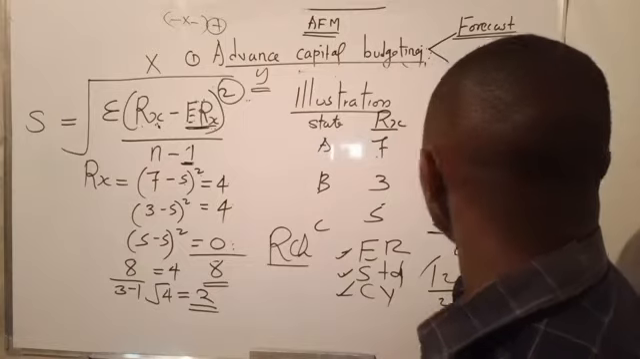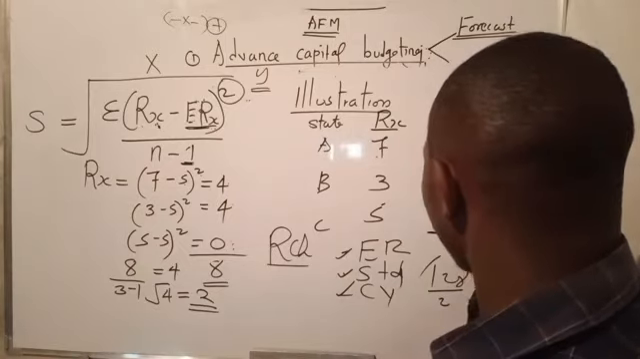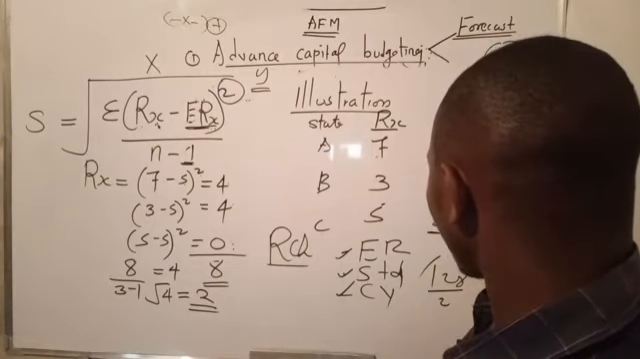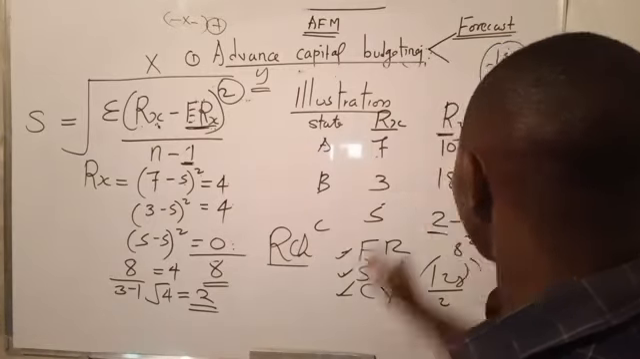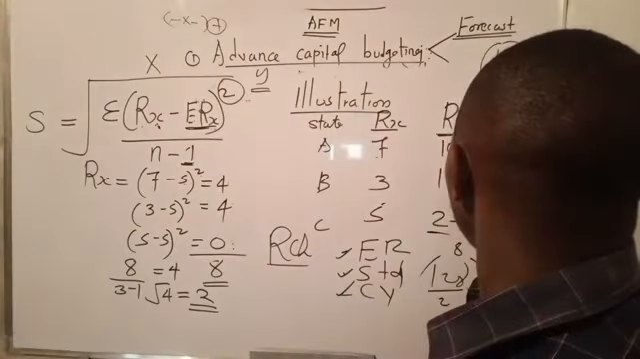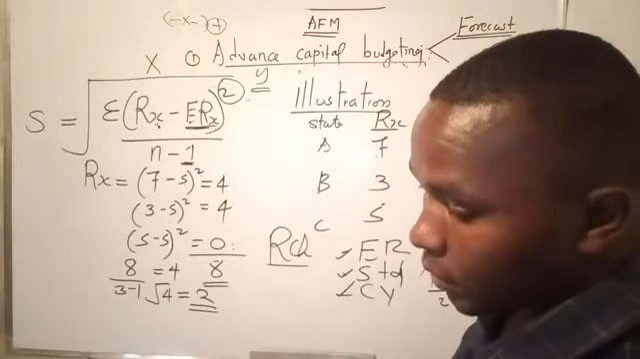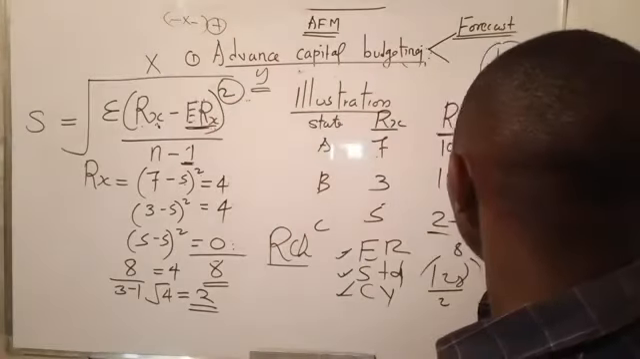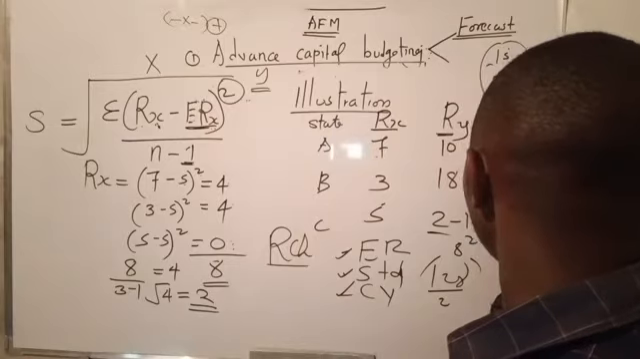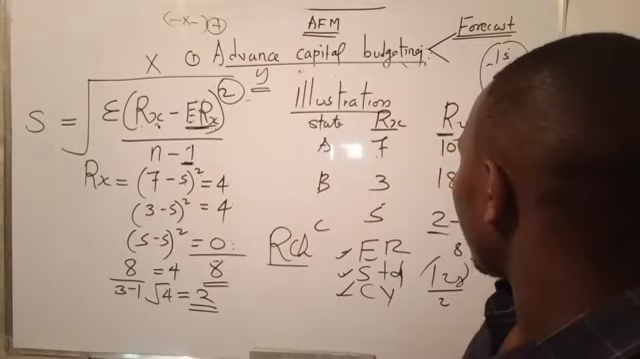We get the total, which is 128, divide by n minus 1, which is 2. That gives 64, and the square root of 64 is 8.